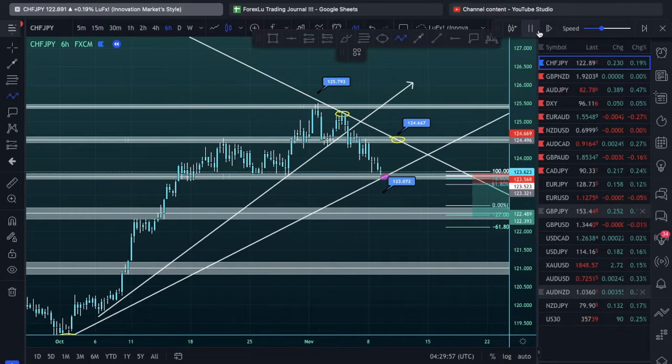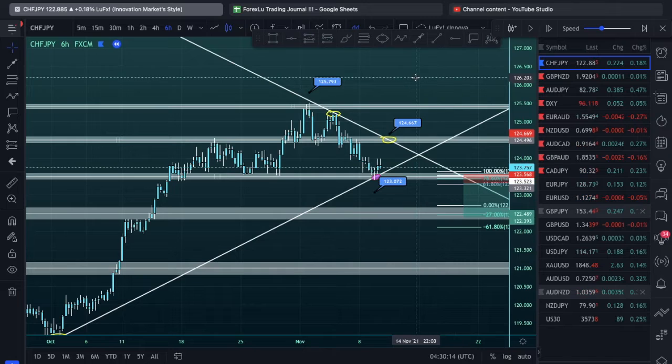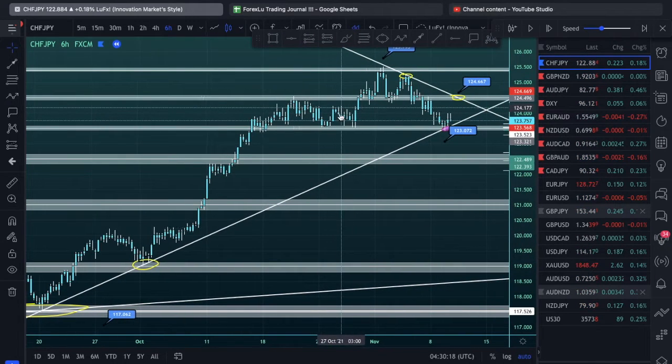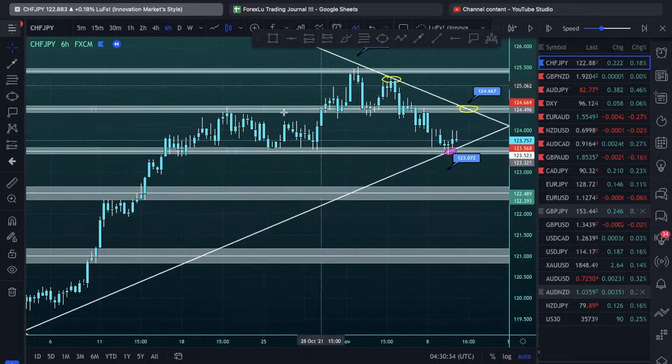So it broke that structure like I said, and it was coming to test this level right here, right? Like I said, this was gonna be a third touch. So 1, 2. Now we have our third touch. As you can see, price came here and rejected. So that's one confluence. So the second confluence was this big support level.